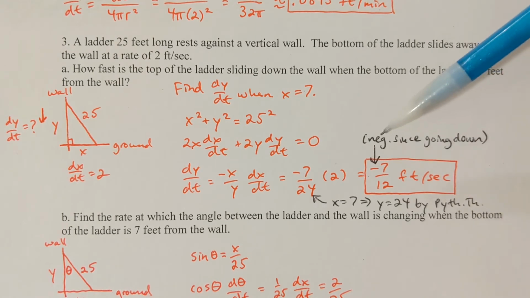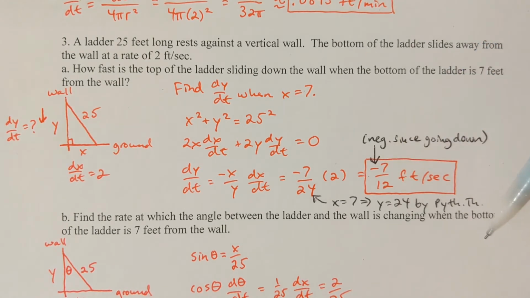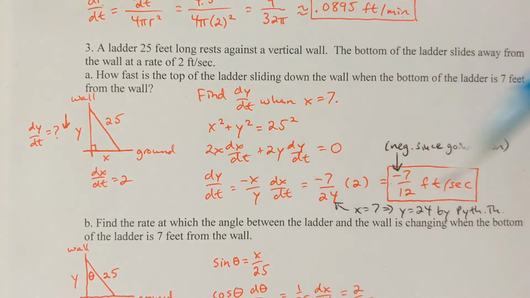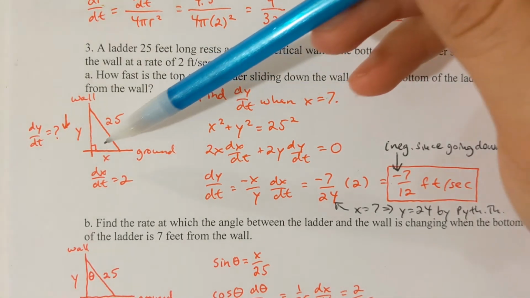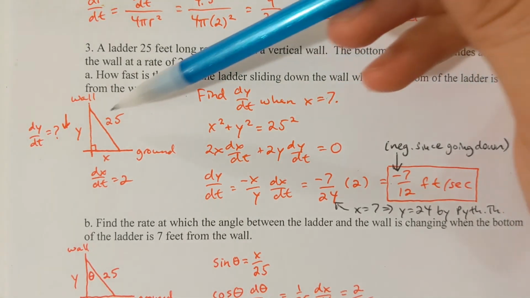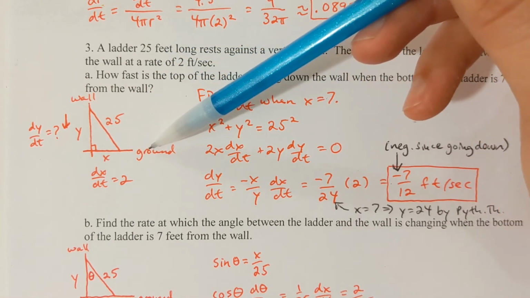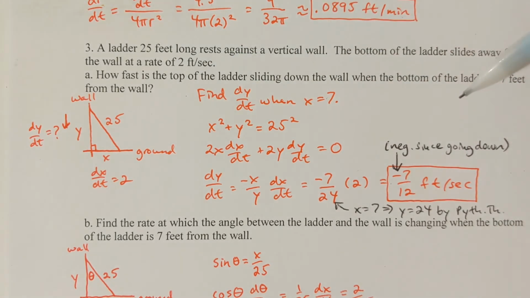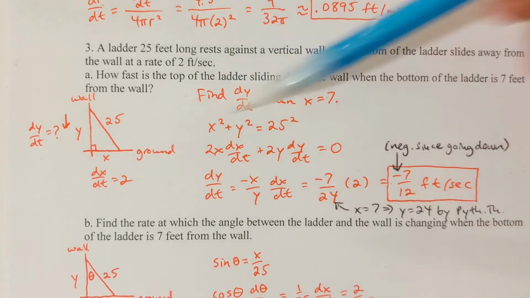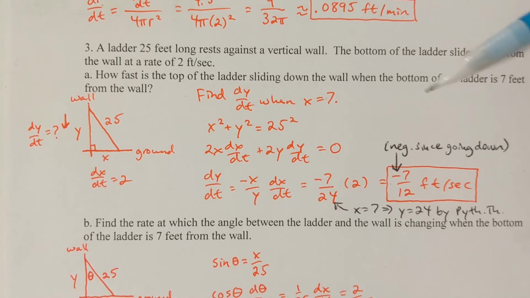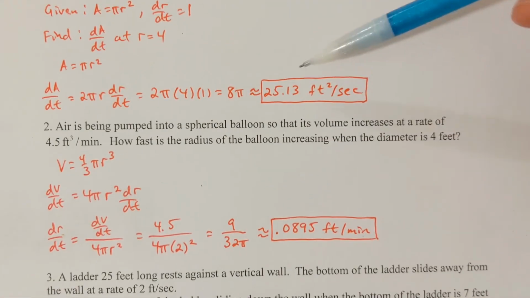Now, another thing that you'll notice here is that we got a negative value. What that means is that in this problem, y is getting smaller. Now, I mentioned that x is getting bigger, right? As the ladder is sliding down the wall, the bottom is pulling away from the wall, and so x is increasing. If you have a positive rate, that means that the variable is getting bigger over time. If you have a negative rate, that means that the variable is getting smaller over time.